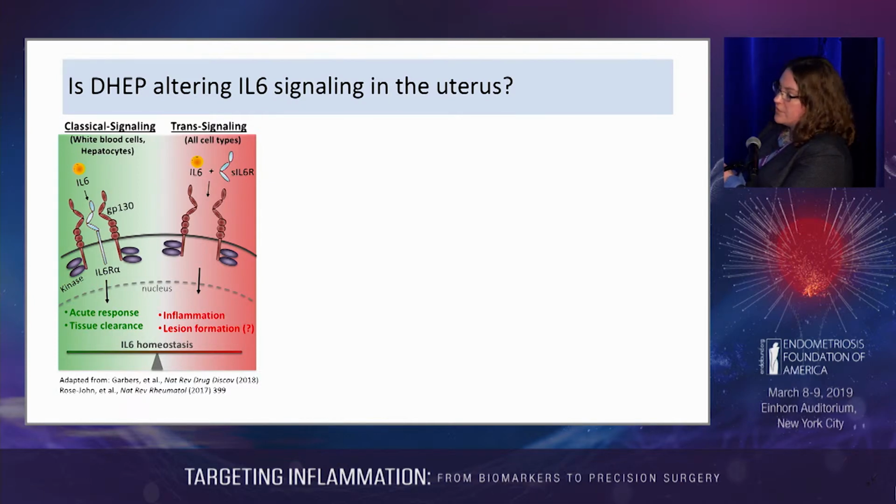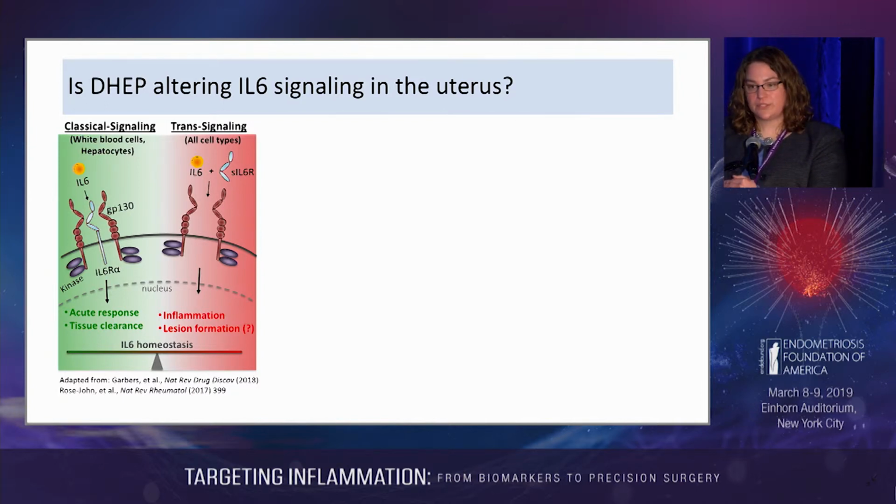And then what's really interesting is when white blood cells actually die, there's cleavage that occurs, and you have soluble IL-6 receptor that is secreted. So IL-6 itself binds to the soluble IL-6 receptor, and that mediates through signaling cascades inflammation, and we potentially want to ask about lesion formation. Whereas classical signaling leads to an acute response and tissue clearance. As you see here, I have this balance. The balance is very important for tissue homeostasis and disease recovery. And so what we think is that with DEHP, we're pushing more towards this end of the spectrum.